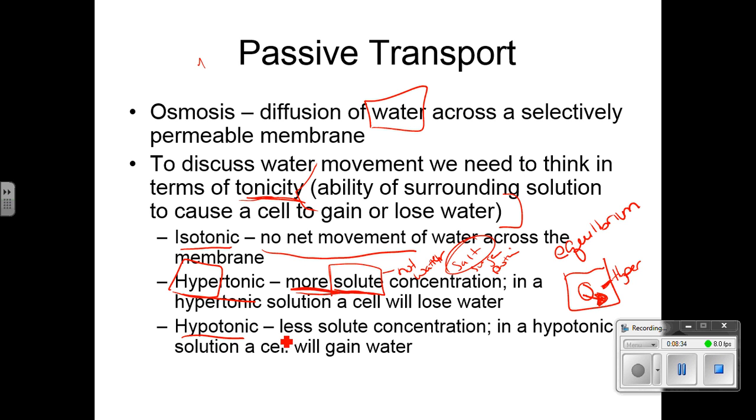Hypotonic is when you have less solute. People that are hypoglycemic have low blood sugar. Less solute concentration. In a hypotonic solution, a cell will gain water. So put that same cell into a hypotonic solution, and the water is going to rush into the cell.